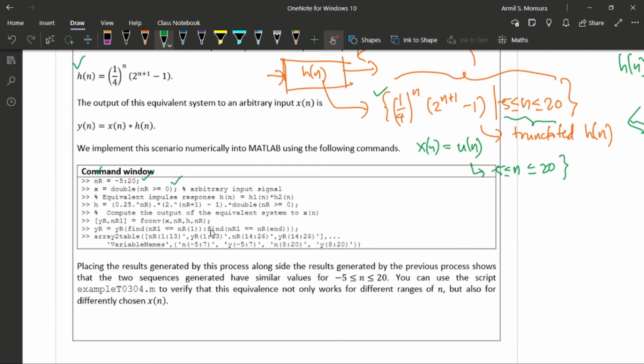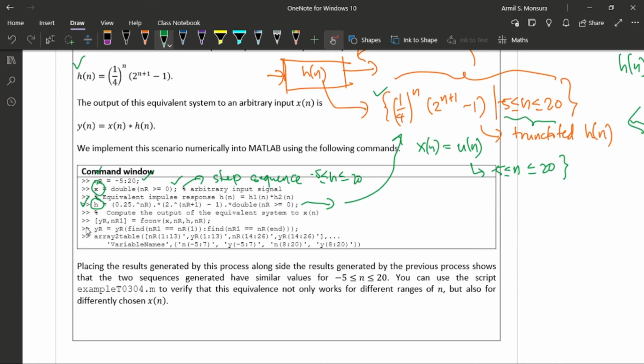This generates the arbitrary input signal, which is again a step signal or step sequence, from -5 to +20. So your interval is from -5 to 20. And then this sequence H is generated using yung na-compute nating or na-determine nating expression, which is ito nga.